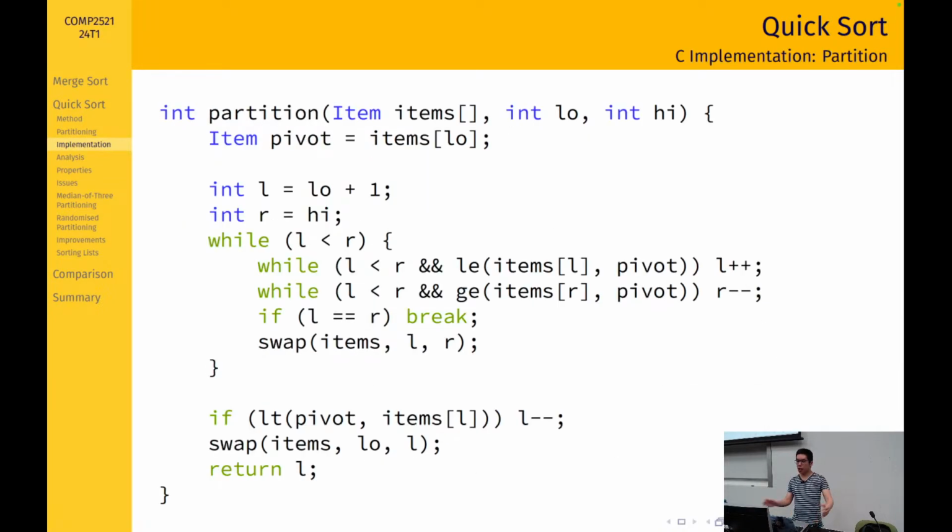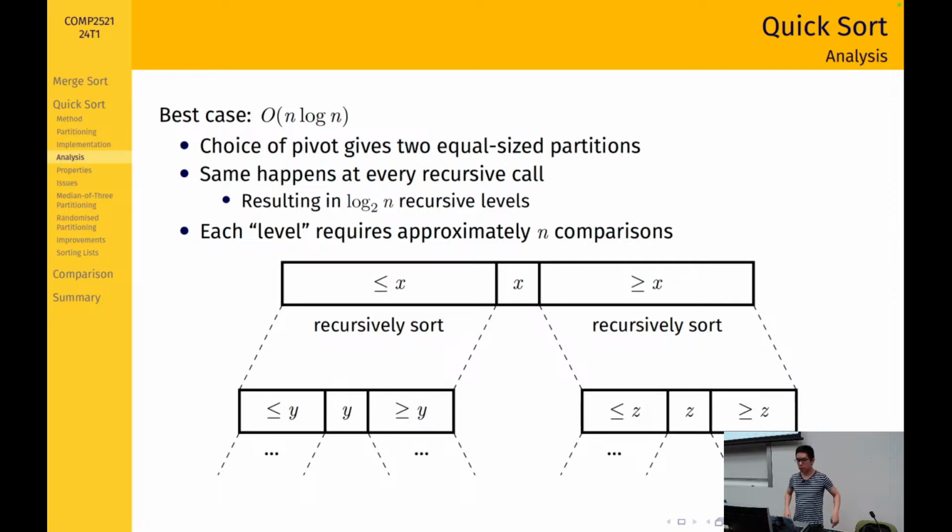Okay, so let's analyze quicksort now. The best case of quicksort is n log n, and the reason is similar to our analysis for merge sort. In the best case, we choose a pivot that belongs roughly in the middle of the array, where roughly half the elements are smaller and roughly half are bigger. That means the pivot is going to end up in the middle of the array after we partition. And in the best case, this happens at every recursive call, every level of the process.